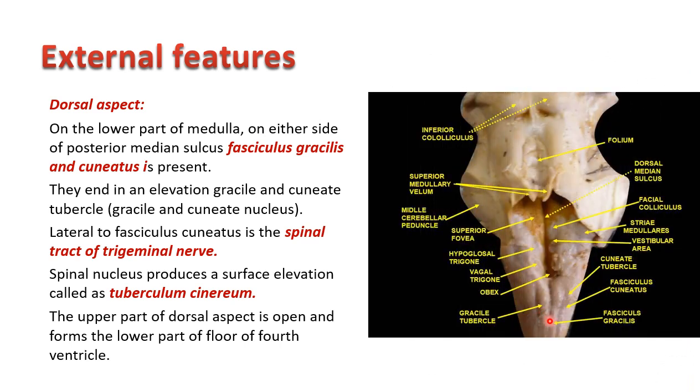On the dorsal aspect, you are able to see the posterior median sulcus, the gracile tubercle and the cuneate tubercles. These are the diverging inferior cerebellar peduncles, and in between the diverging peduncles you see the lower part of the roof. This upper part of the roof is formed by the dorsal aspect of the pons. So the dorsal aspect of the upper part of the medulla forms the lower part of the roof of the fourth ventricle.